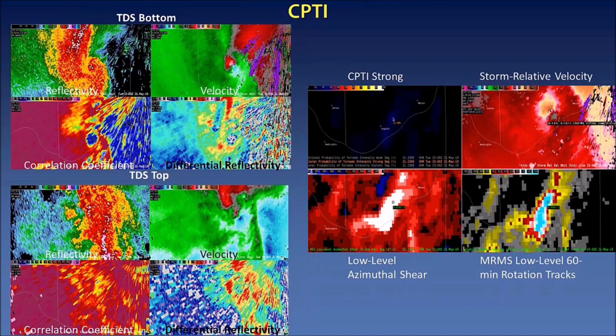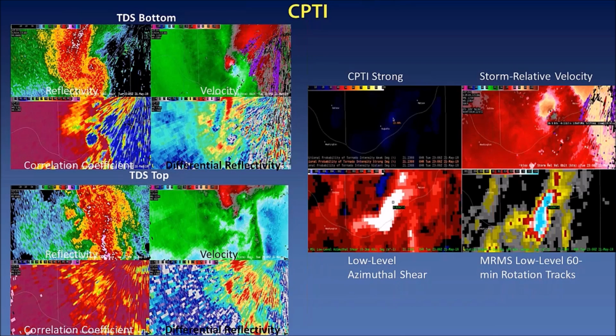You can see a nice couplet, the MRMS rotation tracks, which we're pretty familiar with, and this low-level azimuthal shear. The bullseye's there, and in particular on this case, I think it populated about a 20 to 25% chance of a strong tornado. Now the scale, basically 18% is what was fed into this particular model, so anything above 18% gives you some confidence that there could be a strong tornado. I believe this was surveyed as about an EF2. So this one did pretty well. I just wanted to show it since Mike had looked at it as well.